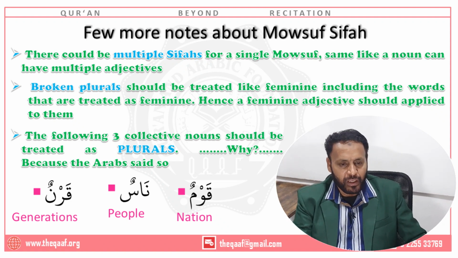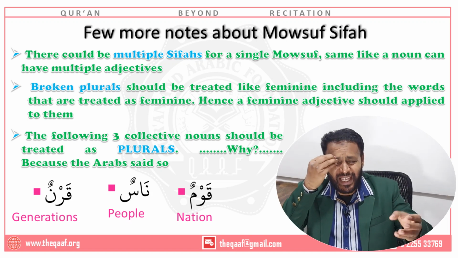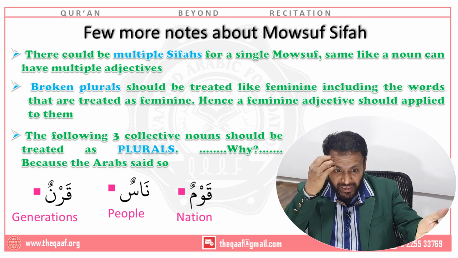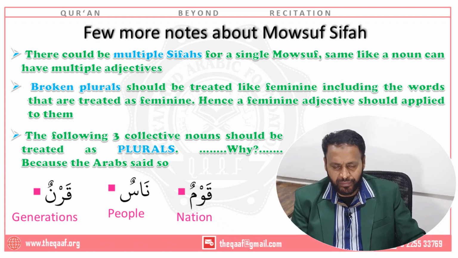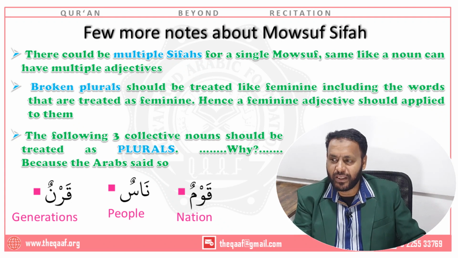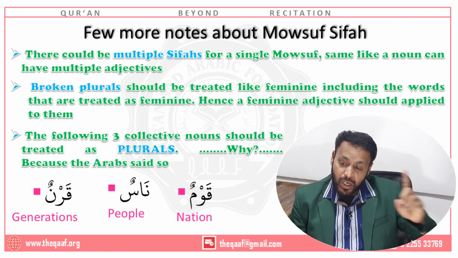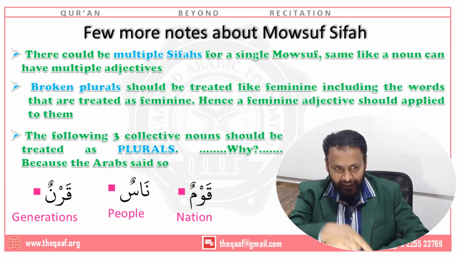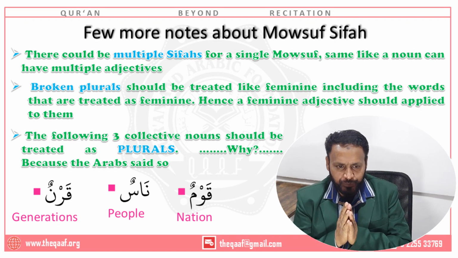Okay, grammatically. Similarly, there is a word nas, people. This is also plural. Grammatically, this is plural. Okay. In English also, they have the term, they call it as collective noun. So in a way, they are treated plural there also. Okay. So grammatically, these are plural, qawmun, nasun, and the last one is karnun. Karnun means generations. Okay. So these three words keep in mind, just like the words in the story. The only difference is words in the story were treated as female, and these three words are treated as plurals. That's the only difference. Okay.